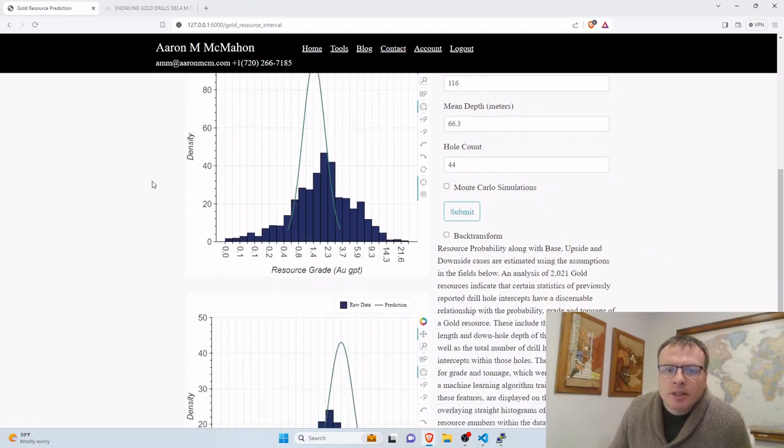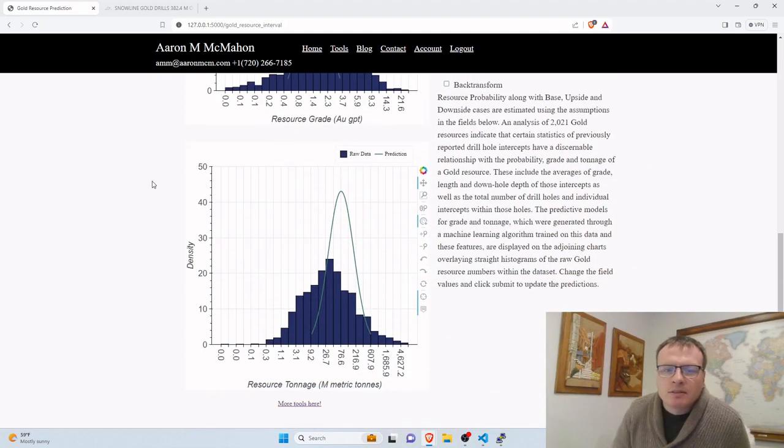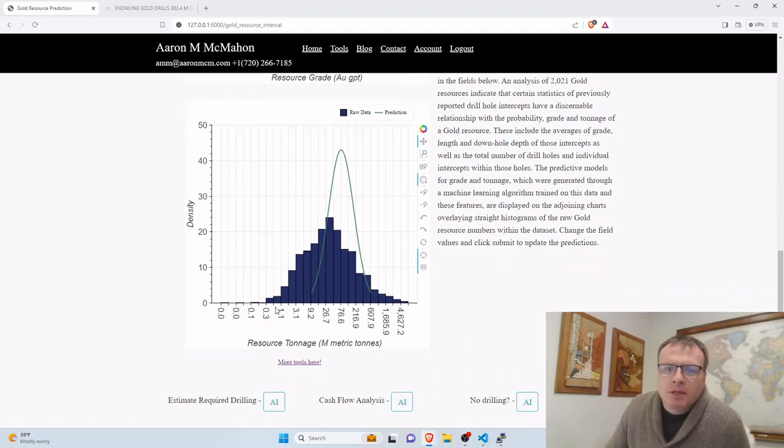That's interesting enough, but I think for this particular case, for Snowline, the resource tonnage distribution is a little more interesting. Same setup here, we have the raw data distribution in this blue histogram. And then you can see this green bell curve, where we're showing our certainty around Snowline's valley target. We can see that, relatively speaking, it's going to be a larger tonnage resource, I believe.